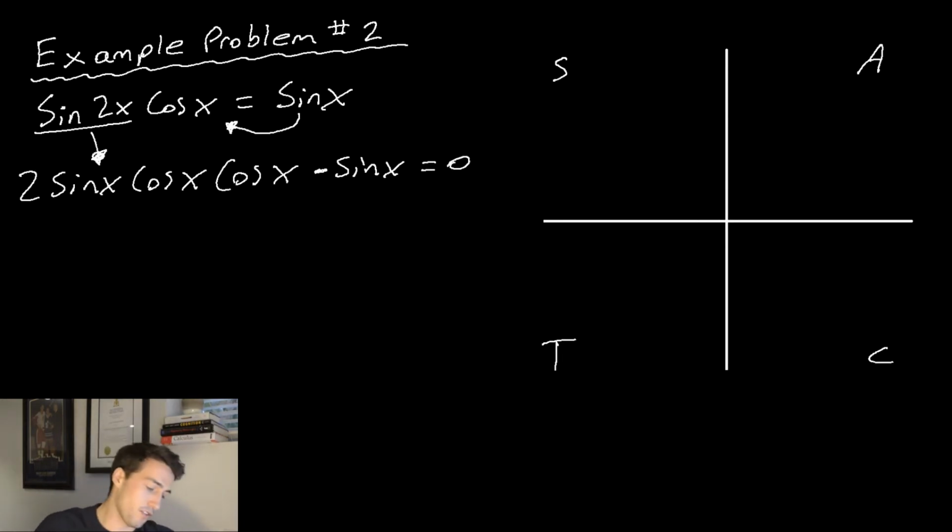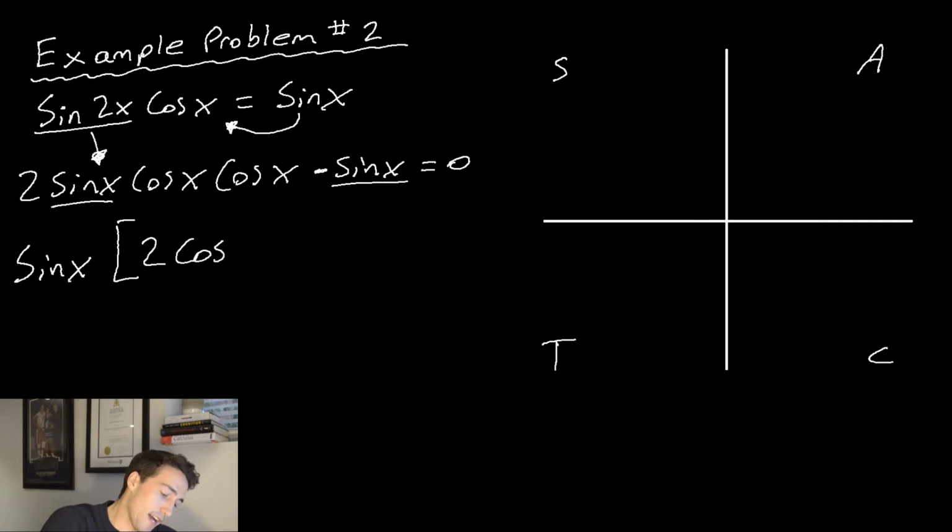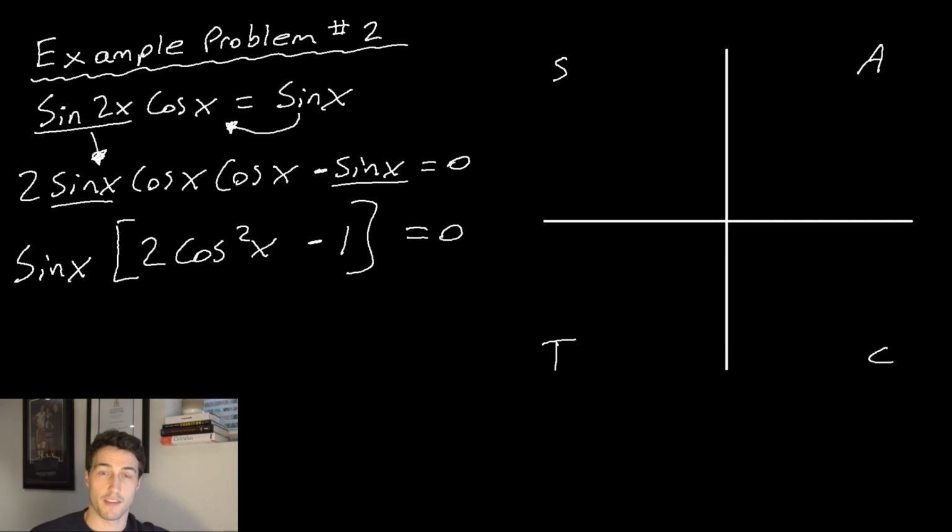Now there is a common term of sine of x here and here, so I'm going to factor that out. I'm going to bring sine of x out of the brackets, and this will be 2 cos squared x minus 1, and that is equal to 0. Now once we've gotten to this form, we can actually solve this equation.